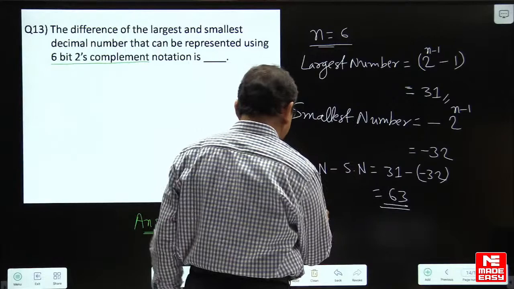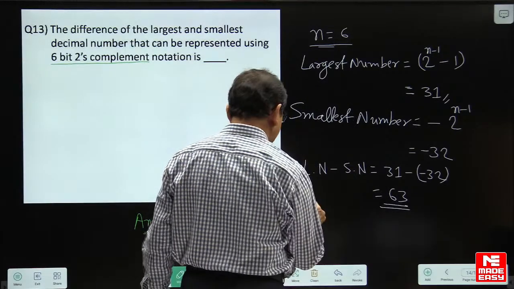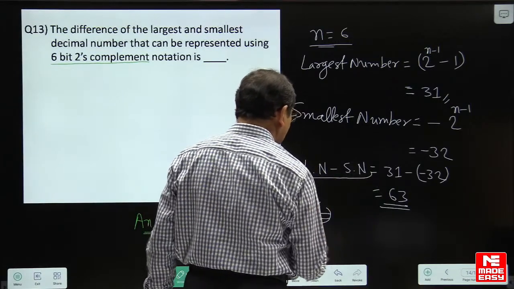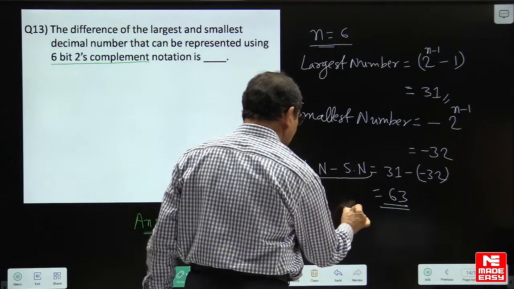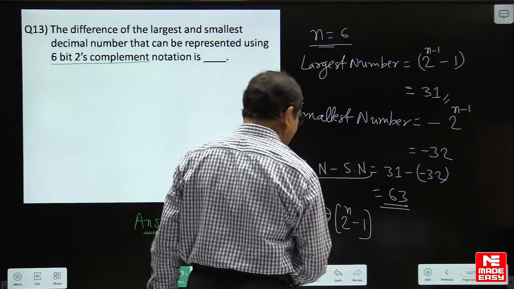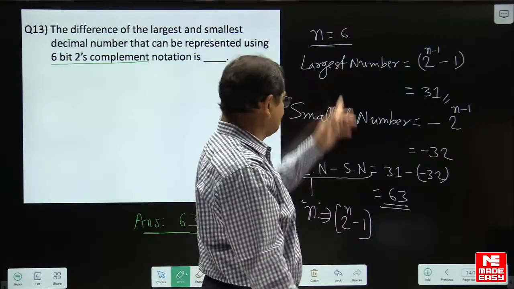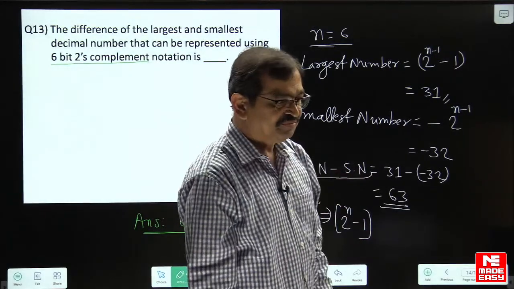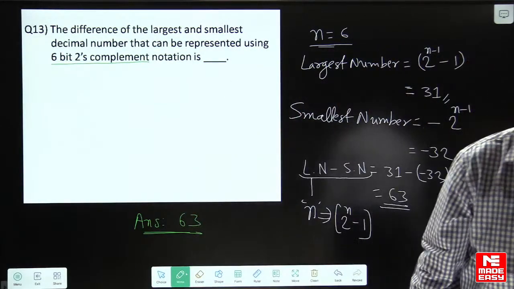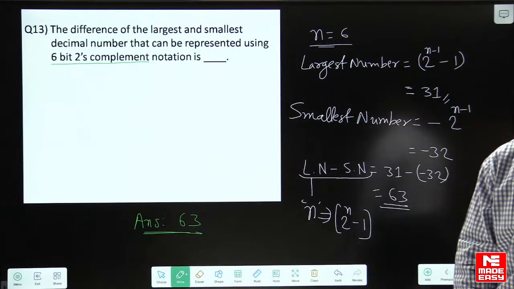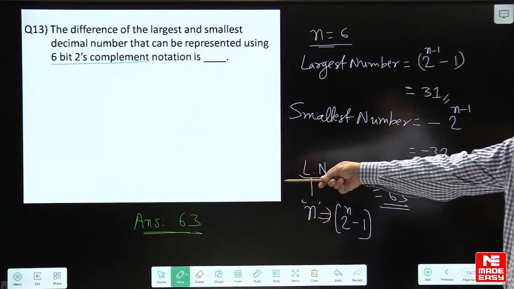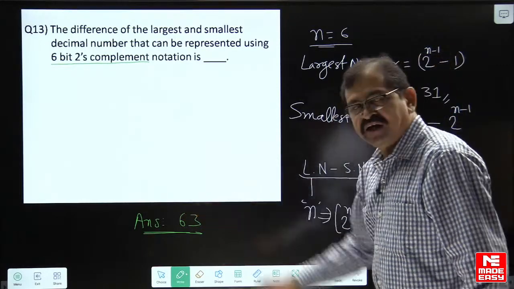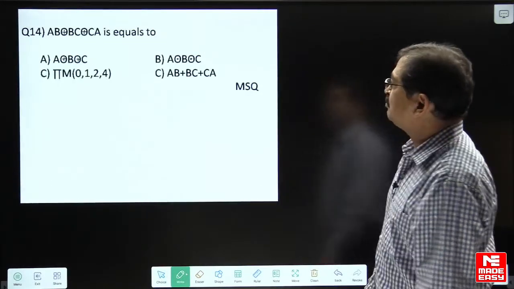Right. So for the n-bit case, in general the answer is going to be 2 to the power of n minus 1. So for 6 bits, 2 to the power of 6 minus 1, definitely 63. Okay. A few of you mentioned that I made a mistake in writing 63. Let us come to the next question.